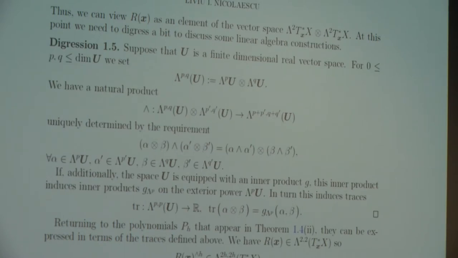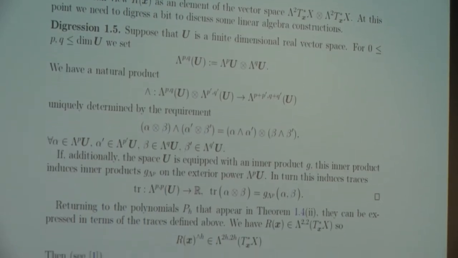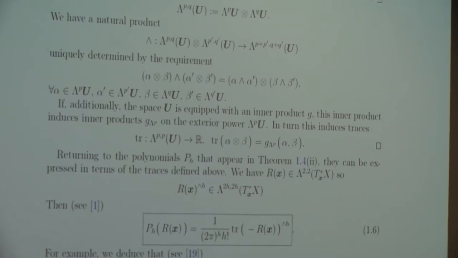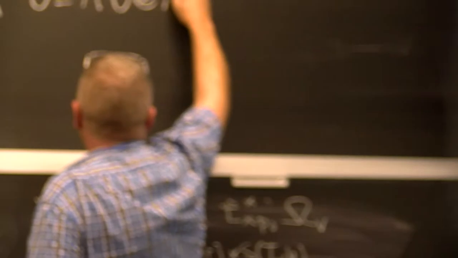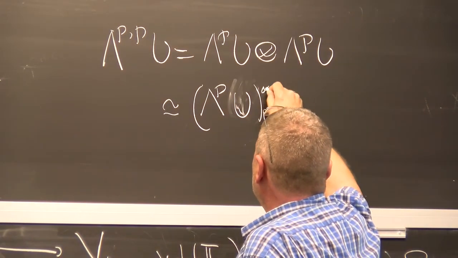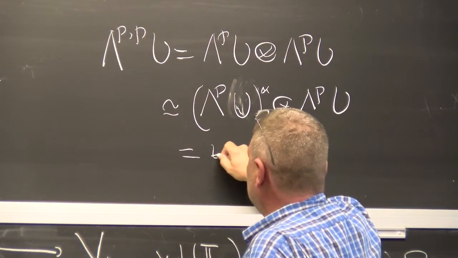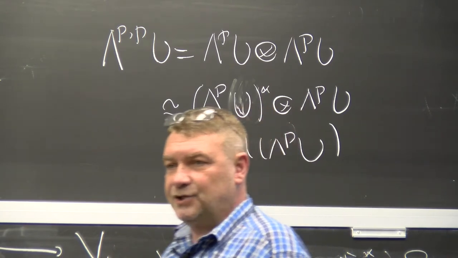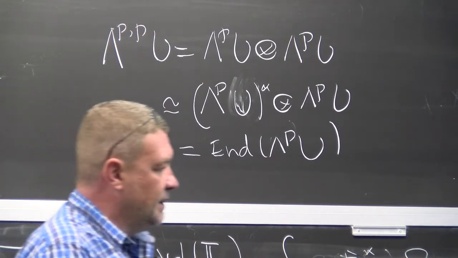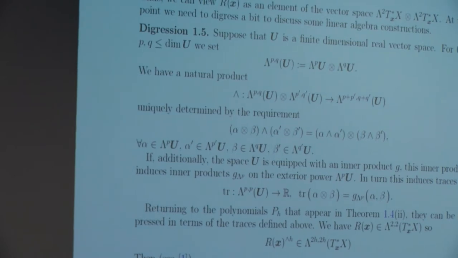If you like, lambda pp using the metric can be identified with a space of endomorphism of lambda p, and it's a genuine trace. Okay? So we have lambda pp of u equals lambda pu tensor lambda pu. Using the metric on lambda p, I can identify this with this dual. And this is the same as endomorphisms of lambda pu. And as such, they have a trace. But the identification comes through the metric. So there's another possible definition. So here's the definition of this universal polynomial.